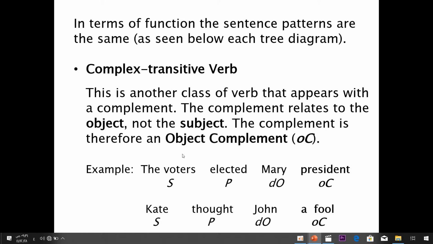Let me analyze the sentence here, students. I want you to bring some water for me. I is the subject. Want is a complex transitive verb. You is the object. And to bring some water for me is the complement of object. Kate thought John a fool. It means Kate thought John to be a fool. So a fool is a complement of object, or object complement. That is a complex transitive verb.